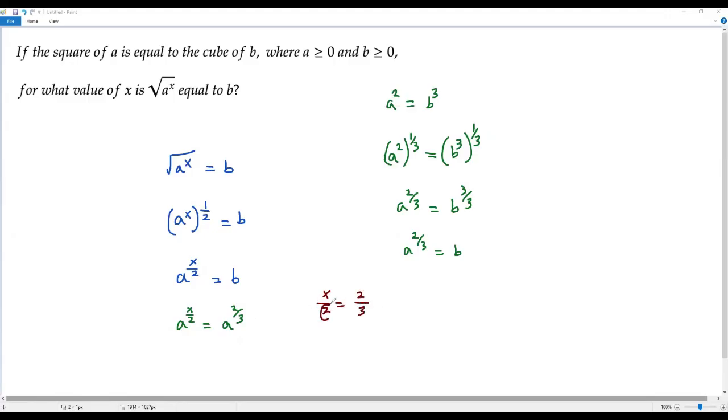Okay, now to get rid of the denominator 2 over here, we have to multiply both sides of the equation by 2. Let me do it. Then this 2 will cancel out. Then we get x on the left side. On the right side, 2 times 2 is 4. That is, we get 4 over 3. Okay, here I got the value of x, that is 4 over 3. When x equals 4 over 3, square root of a to the power of x is equal to b.